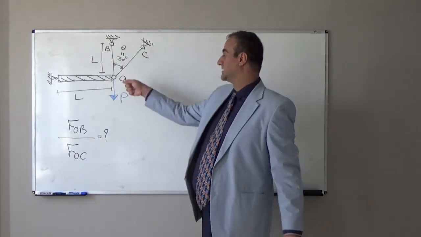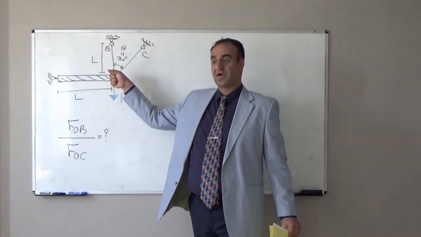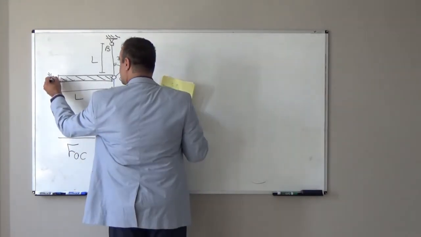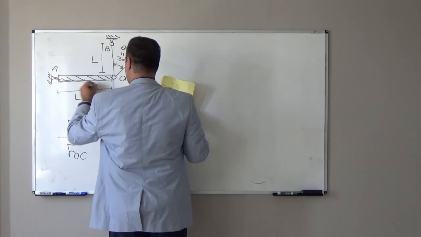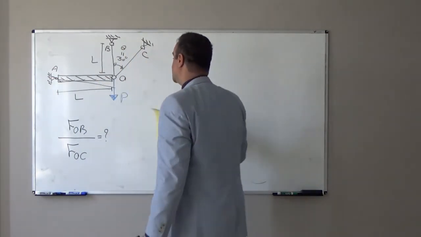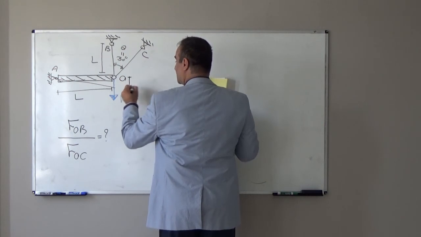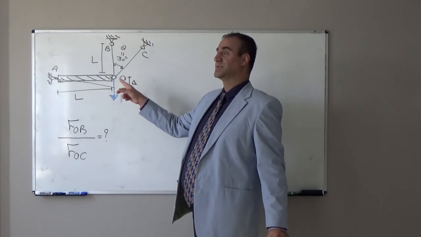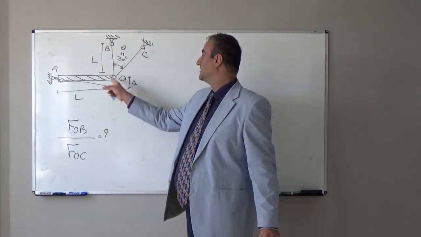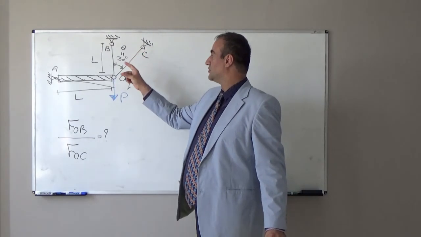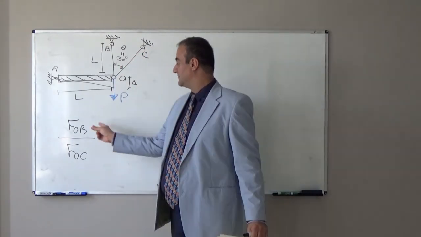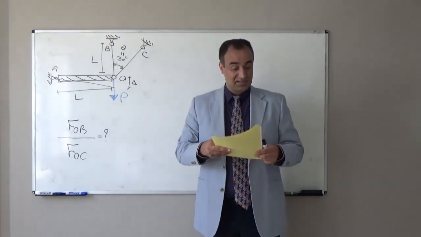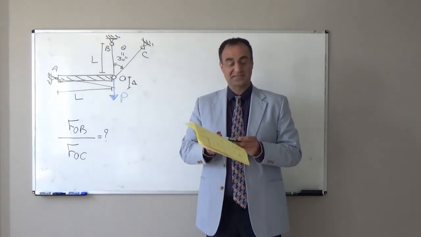So if I apply an external load at point O, if I pull down point O, what will happen? This rigid beam will rotate with respect to point A, for example, and we will have deformation here. We will have vertical deformation as much as delta. Because of this deformation, definitely we will have tension in OB and OC. So what is the ratio of internal force in member OB divided by internal force in member OC? Think about that. I will solve it next session.